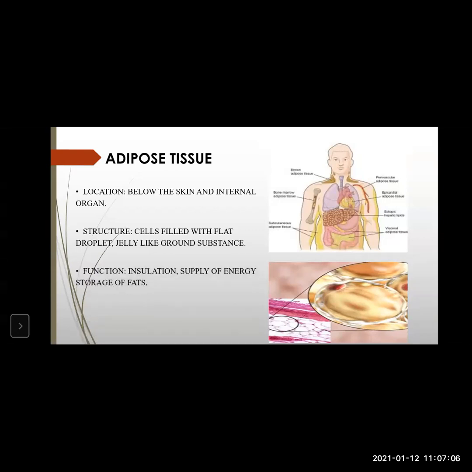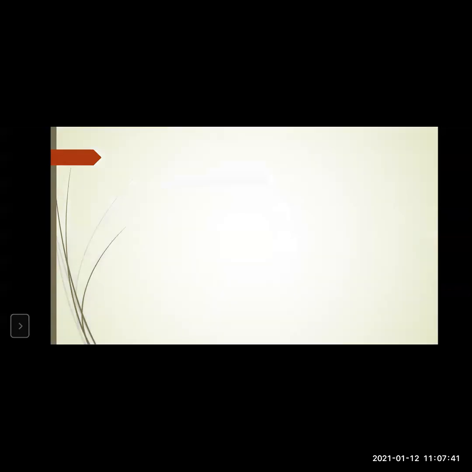What is the function? As we discussed, it provides insulation. During winter, it maintains the body temperature and keeps the body warm. It supplies energy whenever the energy is required and the person does not eat for a longer period of time, then these fats are dissolved and the energy is released. So it is a storage of energy.